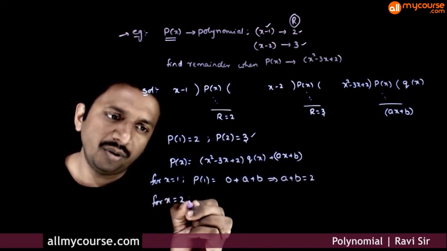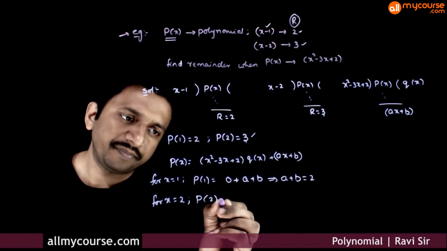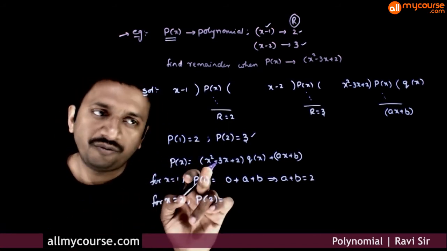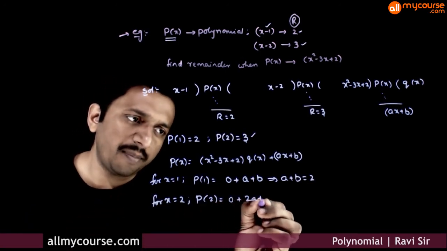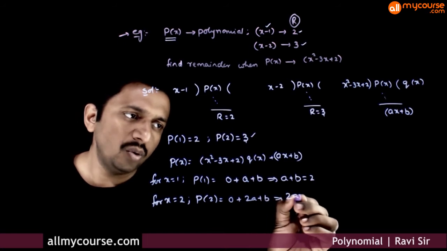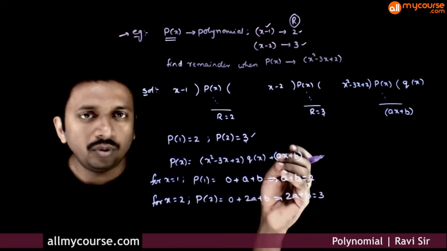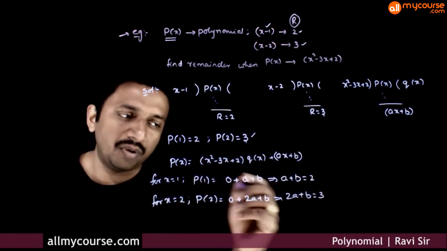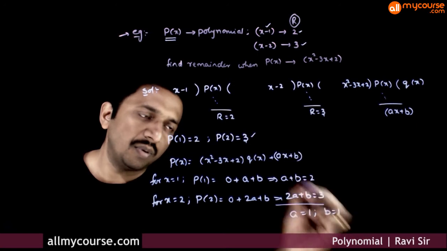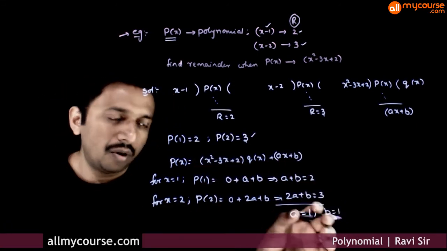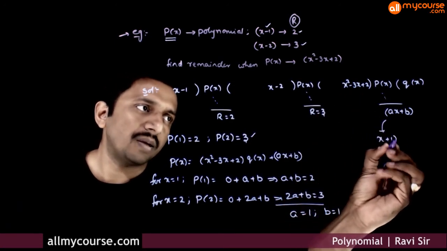Now for x is equal to 2, what happens? So p of 2 is equal to, when you put 2 in the place of x, 4 minus 6 plus 2, which is again equal to 0, plus 2a plus b. This implies 2a plus b is equal to p of 2, which is given as 3. So you have two equations. You just need to solve these two equations. If you subtract one from the other, you get a is equal to 1 and b is equal to 1. Now you got the values of a and b, hence the required remainder is x plus 1.